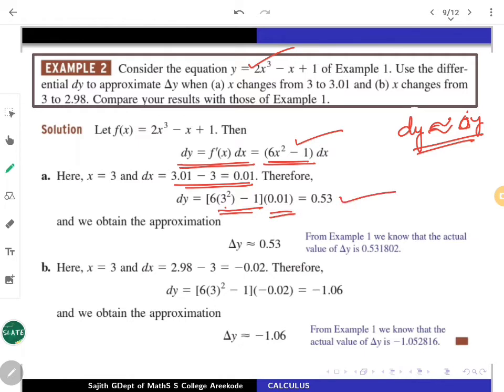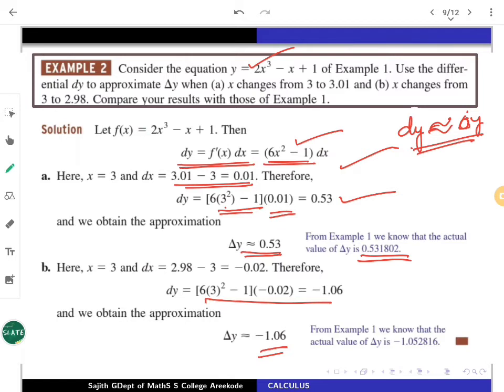Originally, delta y was what? The actual computed value was 0.531802, so this delta y is roughly 0.53. But dy is easy to calculate. You just differentiate using the formula and plug it in. Very similarly, in the second case you can do that. dx is negative 0.02, just apply it and you will get the same thing. But once again, you can see that this dy gives a very good approximation for delta y. So these ideas can be used well whenever you are working on real life problems.